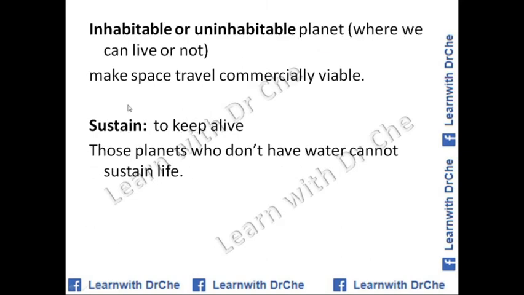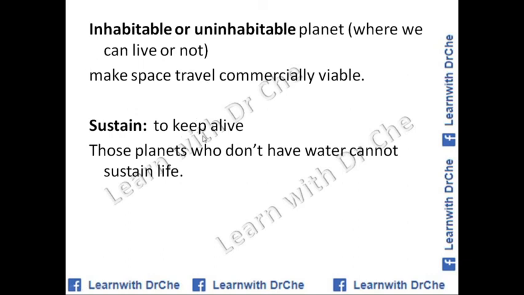And the last is habitable and uninhabitable, where we can live or we cannot live. Habitable is where we can live, we can survive. Uninhabitable is where we cannot survive. Make space travel commercially viable. For example, something can make space travel commercially viable. This is something you can use in your writing in a context.